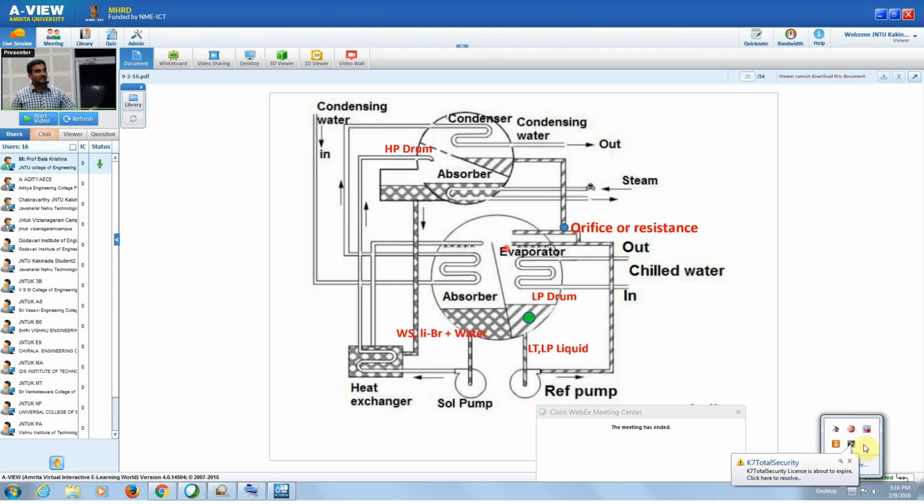There will be heat transfer, and once the heat transfer happens, it is converted into a vapor and goes into the absorber. This is the complete cycle of a two shell lithium bromide vapor absorption system. So this is the complete working.